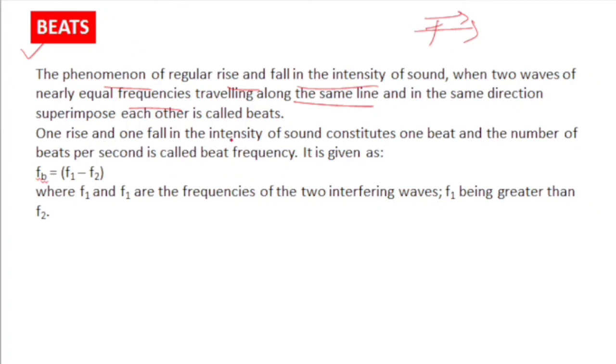One rise and one fall in the intensity of sound constitutes one beat, and the number of beats per second is called beat frequency. It is given by Fb equal to F1 minus F2. F1 is the frequency of the first wave, F2 is the frequency of the second wave, and when these two waves interfere having slightly different frequencies, beats are formed, and the beat frequency is F1 minus F2, F1 being always greater than F2. So this is about beats, and this is the last topic of this chapter.